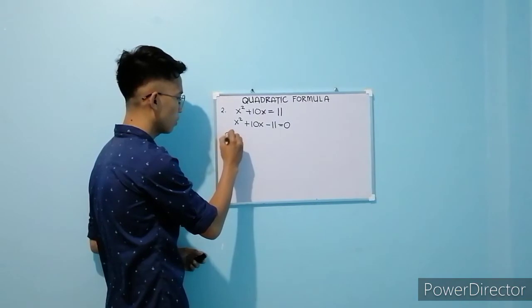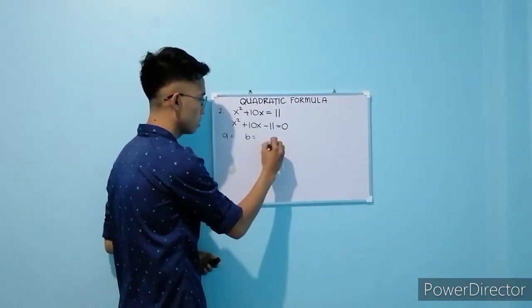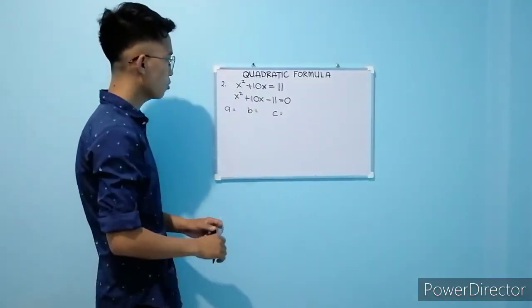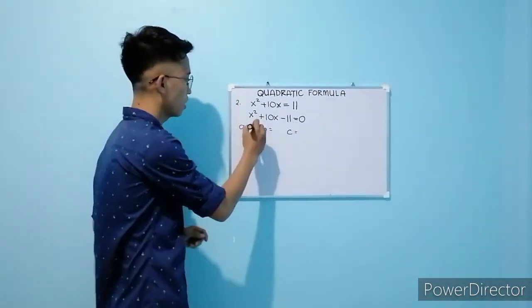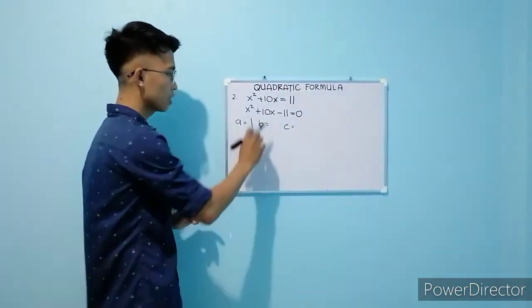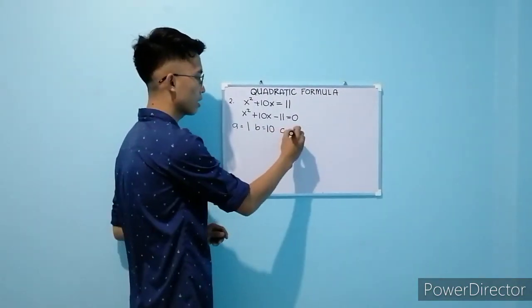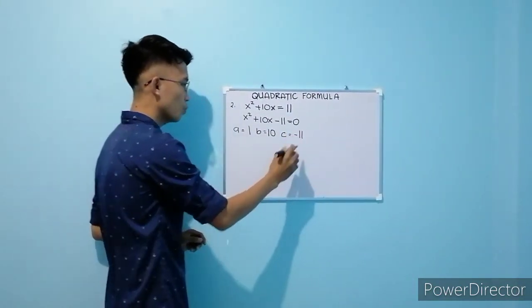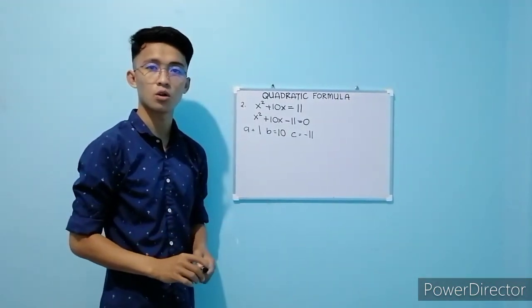What do you think is the value of a, the value of b, and the value of c? The value of a here is the coefficient of x squared. This is 1. How about b? Coefficient of x, that is 10. And c is the constant term. We have negative 11.